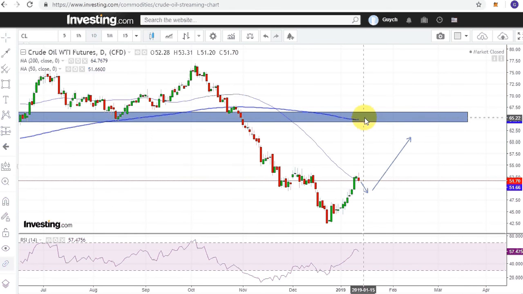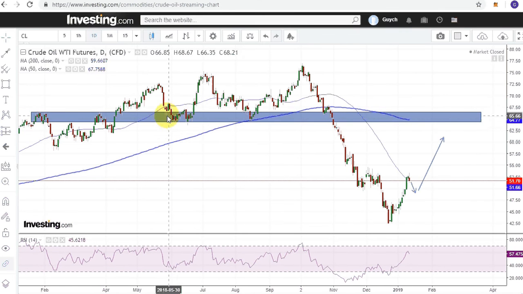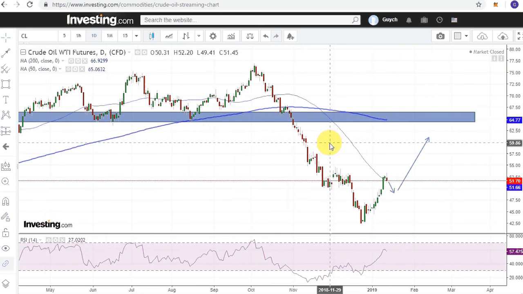That's where the 200-day moving average is at the moment. Plus this level proved to be again a support resistance zone historically over the last year.